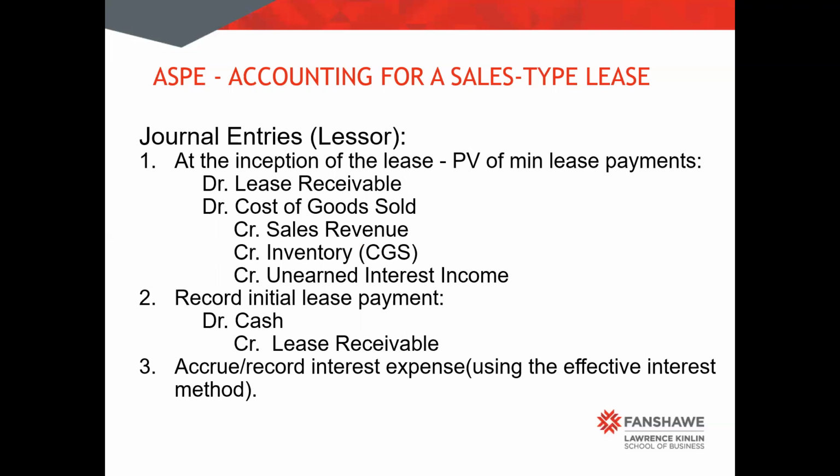Under ASPE, a sales type lease, at the inception of the lease, the present value of the minimum lease payment would be a debit to lease receivable. So this is on the lessor side, a debit to the cost of goods sold, a credit to the sales revenue, a credit to inventory for the cost of goods sold, and then a credit to unearned interest income, because that becomes earned over the period of the lease. Then you'd have the initial lease payment going to cash and reducing the lease receivable, and then over time you'd report any interest earned.